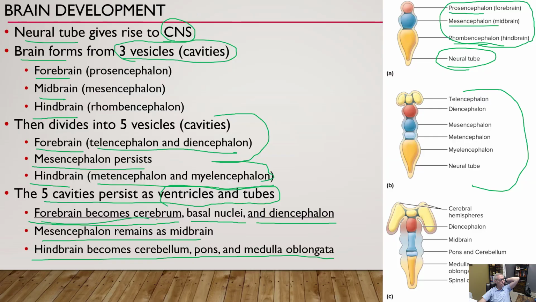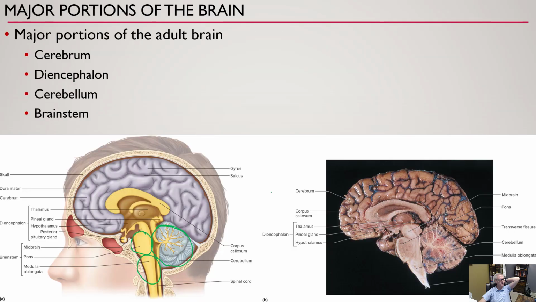So, forebrain becomes the cerebrum, basal nuclei, and diencephalon. So here's your cerebrum. Here's your diencephalon. This is a conglomeration of structures right here.